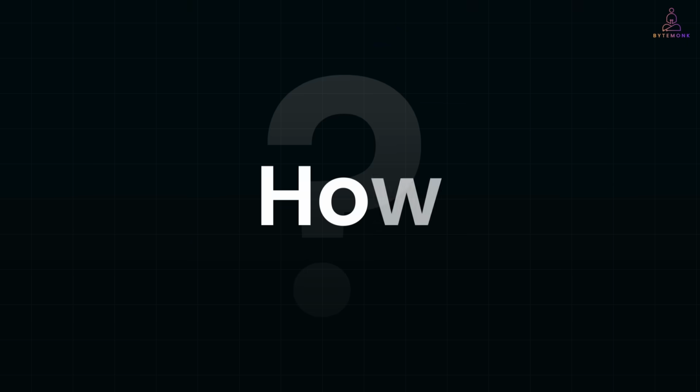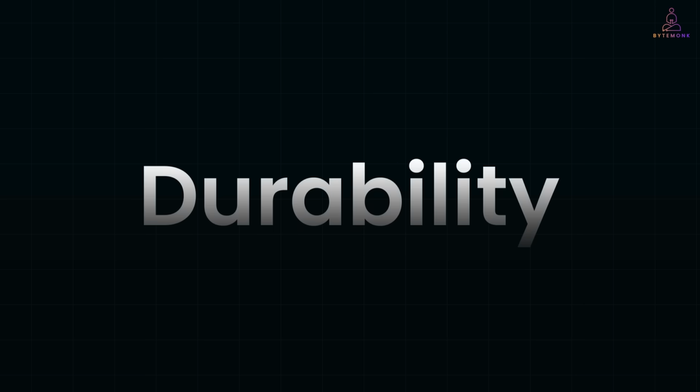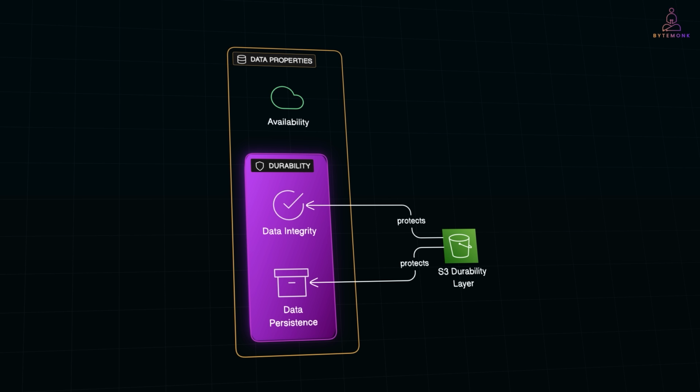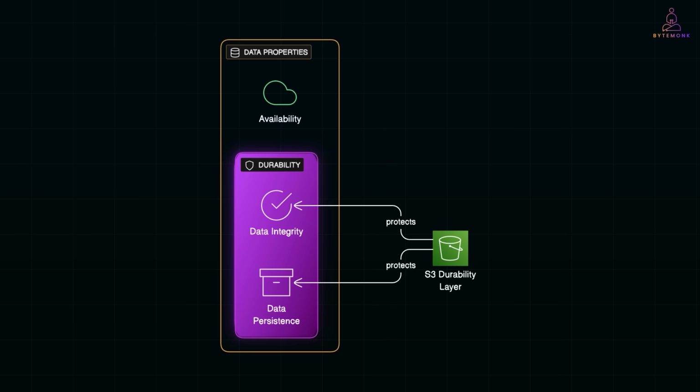Before we jump into the how, let's take a quick second to define durability, because it's often confused with availability. Availability is about being able to access your data whenever you want, like your app being online and responsive. Durability, on the other hand, is about making sure that data doesn't silently vanish or get corrupted over time. It's about protecting the actual bits you store, so they stay exactly the same year after year. With that aside, let's start with the most fundamental layer of Amazon S3's durability promise.